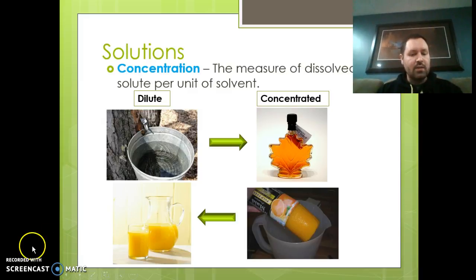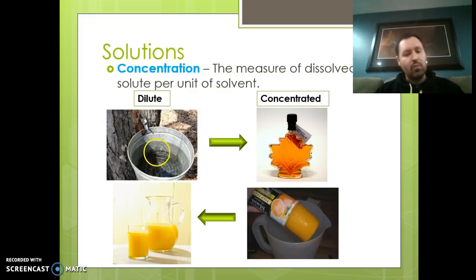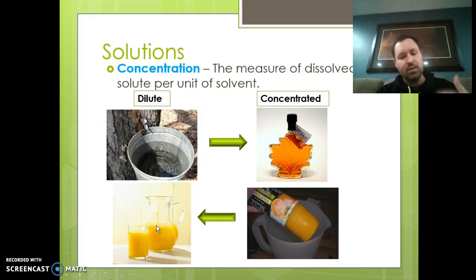So in this case, you could actually use an evaporator, and the evaporator removes a bunch of the water from maple sap and turns it into maple syrup. Same thing down here. There's evaporators that you can use to actually take a lot of the water out of orange juice, and it turns it into orange juice concentrate.